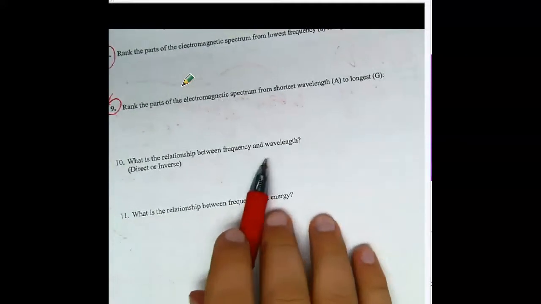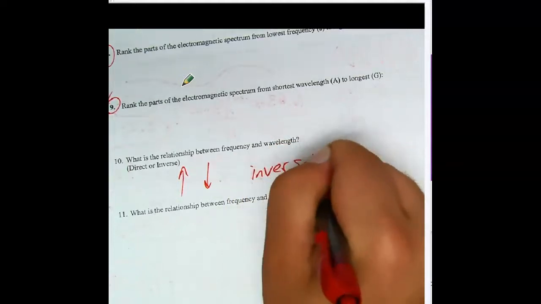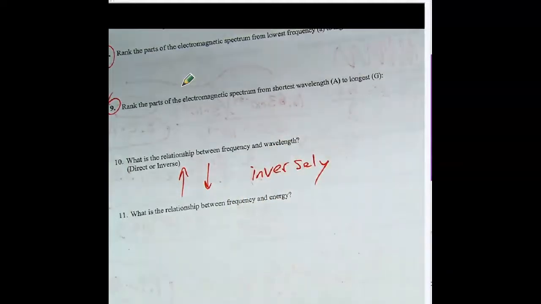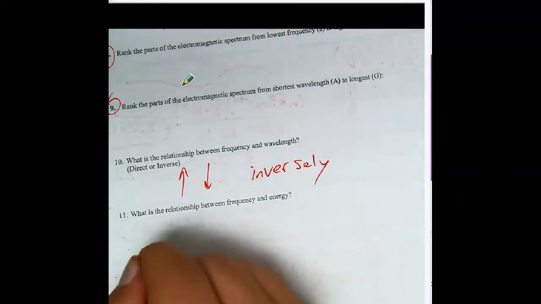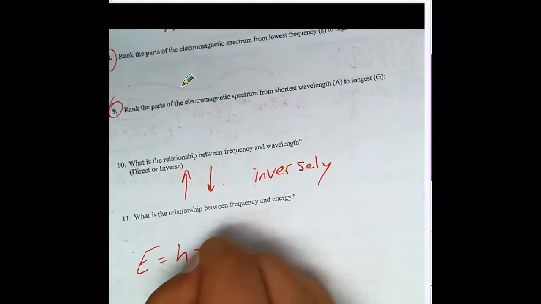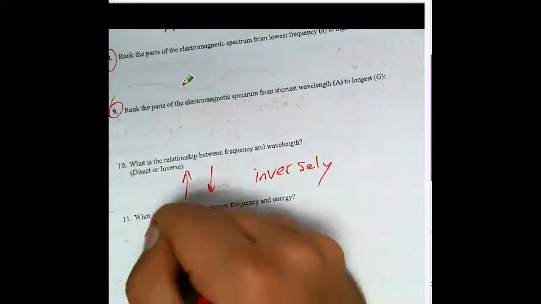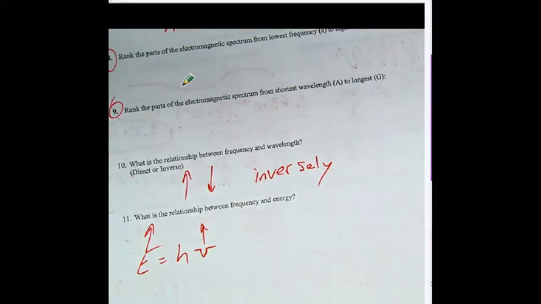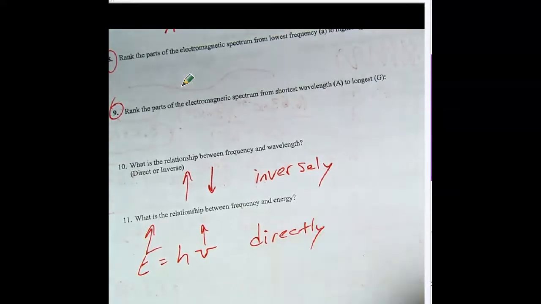What is the relationship between frequency and wavelength? Hopefully yesterday you saw that as one went up, the other went down. So those are inversely proportional. And what is the relationship between energy and frequency? My equation is this. If my frequency goes up, my energy will also go up. So those two are directly proportional.